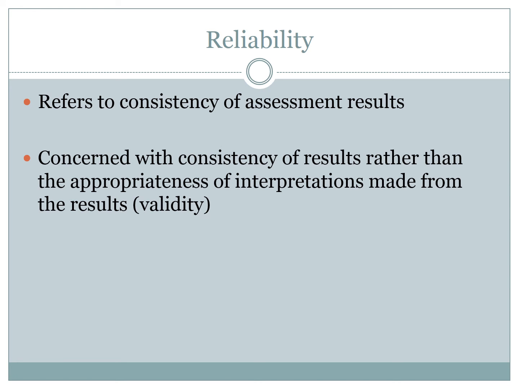Again, it's concerned with consistency of results rather than the appropriateness of interpretations made from the results. That's validity. So you could have a test that's poorly measuring what you taught, but it's still reliable again and again. That's why we say that reliability is a component of validity, but you don't have to have a valid test for it to be reliable. I could have a test that doesn't measure multiplication very well, but it would give me the same results again and again.